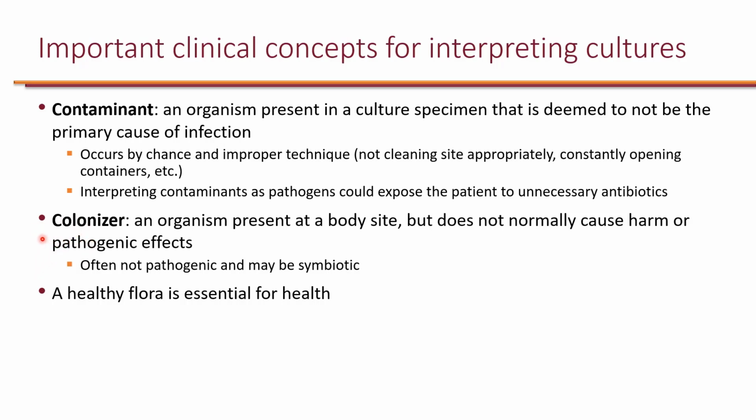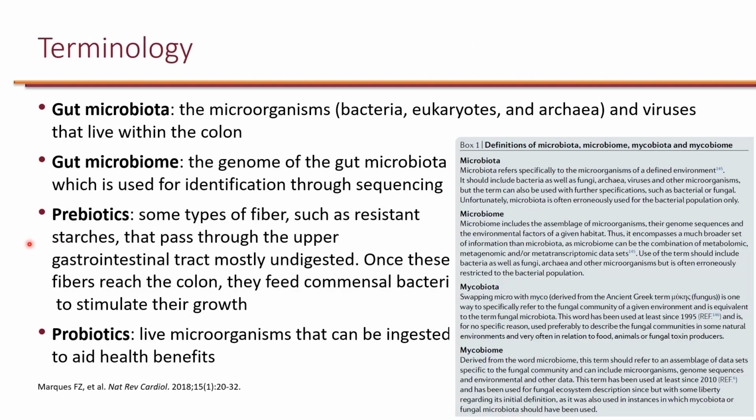A good example is, some people may have Pseudomonas in the lungs, for example, and if they don't have any signs and symptoms of infection, it would be just a colonizer that normally would not be there in a healthy person. But, for example, someone with cystic fibrosis may have colonization of Pseudomonas in that region.